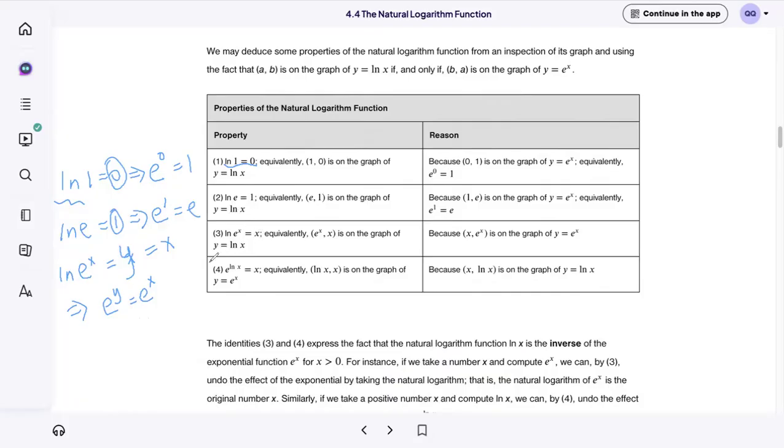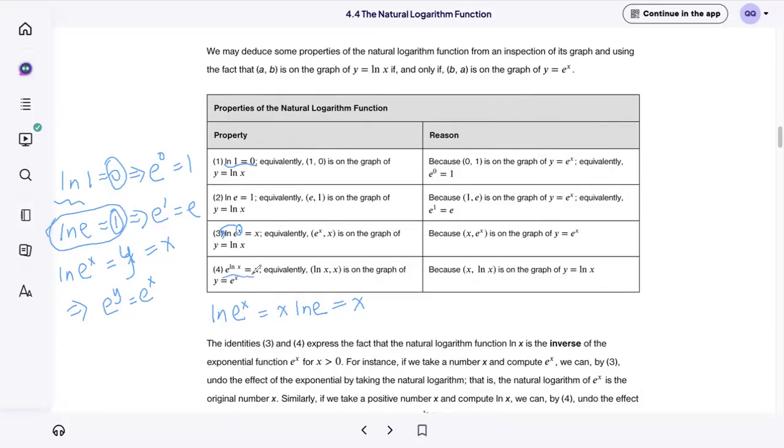Or we can remember this: we can pull the exponent up front. ln e to the x is the same as x ln e. And what's ln e? ln e equals 1. So x times 1 equals x.